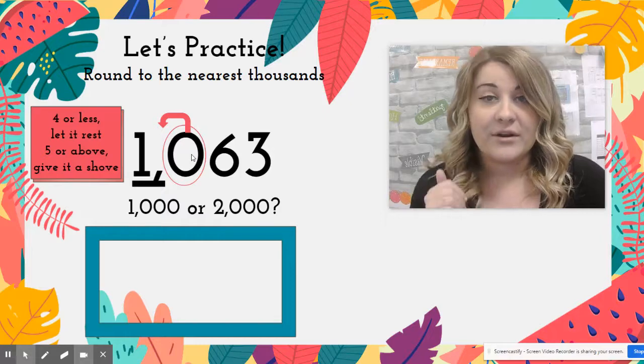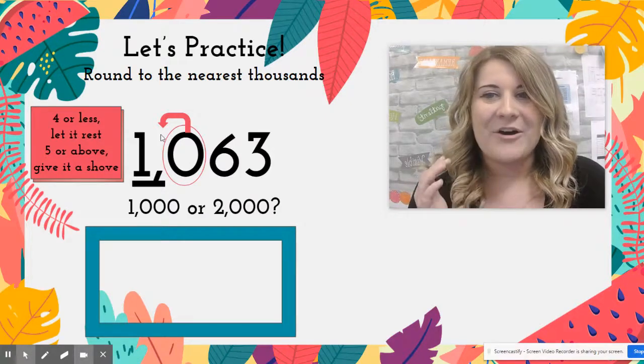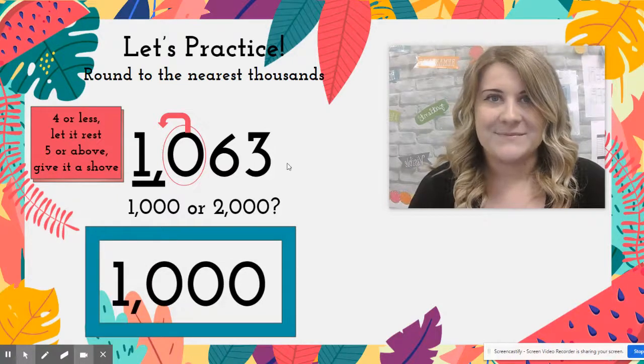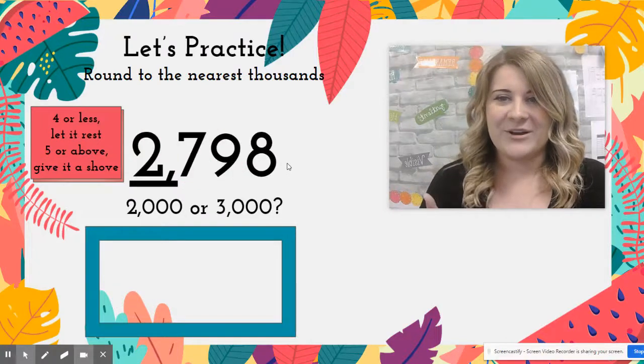If you said 4 or less, you are right. 0 is the smallest number. So it's going to tell it to rest. The 1's going to rest, and the other 3 digits become zeros. It's so easy. All right, last one together.